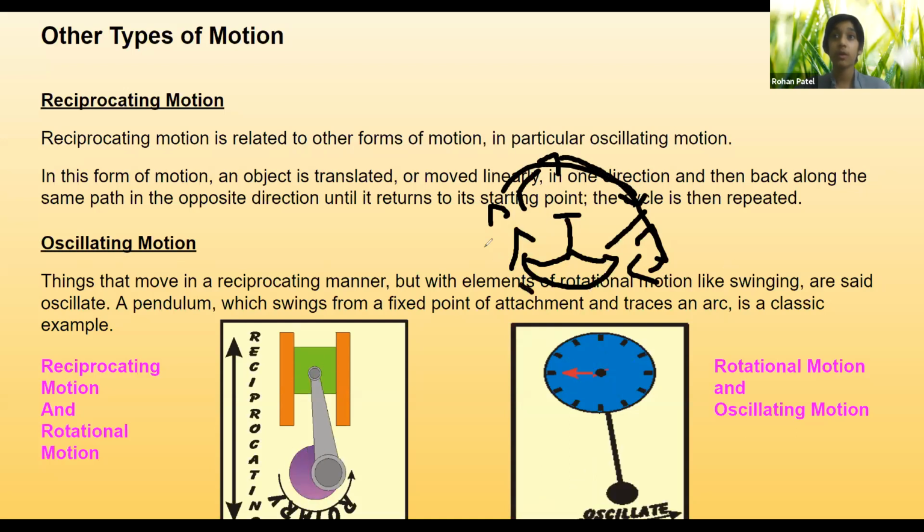Now that's an oscillating motion because it is going in a rotational motion. It's going in a circle. But it's also going as a reciprocating motion, as it is going from one way to the other.